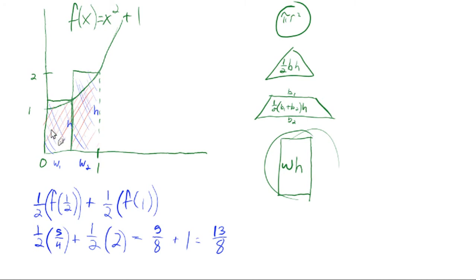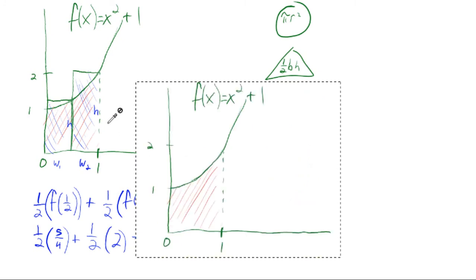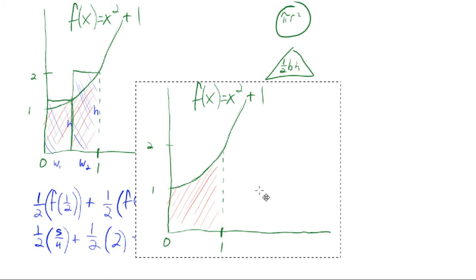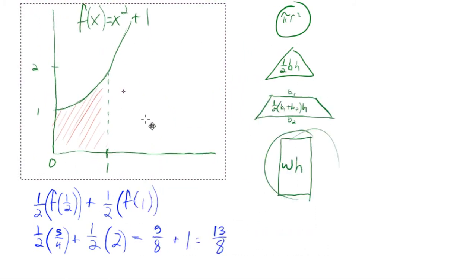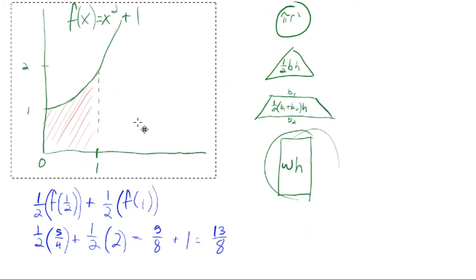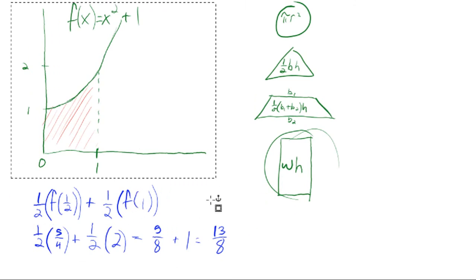Okay, so the area underneath this curve must be a little bit less than 13 eighths, because this is, you know, overshooting it a little bit. So how can we find a better approximation? Let's see if this will work. Yeah, we're just going to grab that guy and move him right over here. We're going to improve our approximation now. So this was for two rectangles, so we'll put that over to the side.